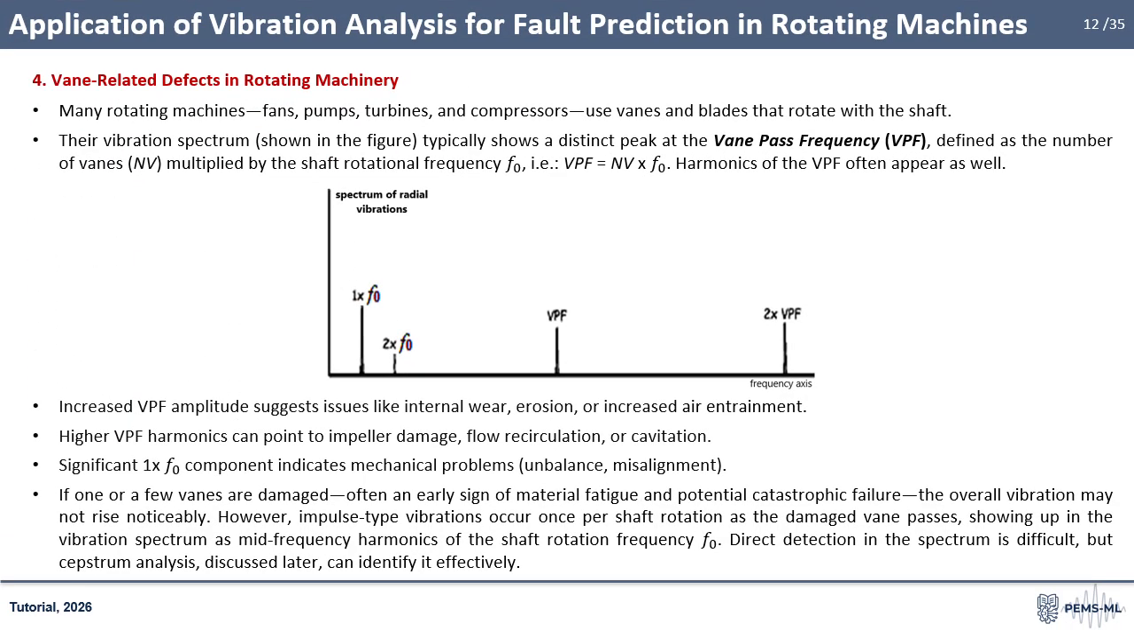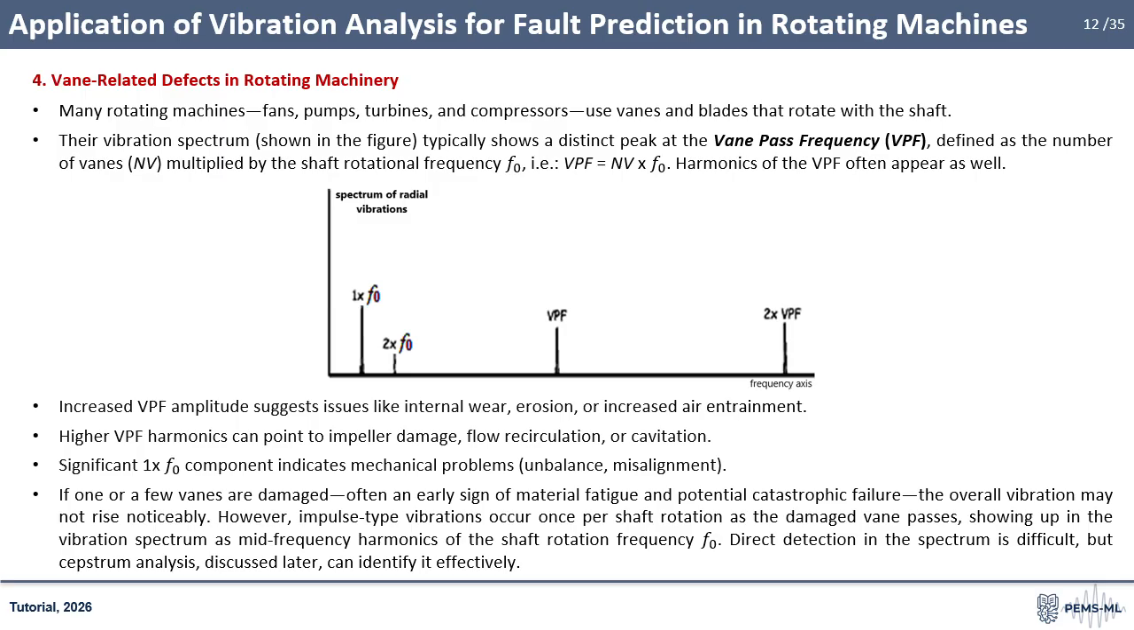Many rotating machines, such as fans, pumps, turbines, and compressors, contain vanes or blades mounted on the shaft. Their vibration spectrum typically shows a dominant peak at the vane pass frequency, defined as the number of vanes multiplied by the shaft rotational frequency, along with its harmonics. An increase in the vane pass frequency amplitude usually indicates internal wear, erosion, or increased air entrainment.